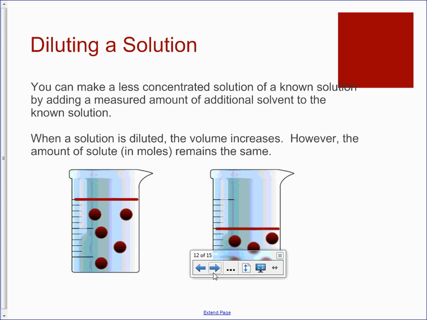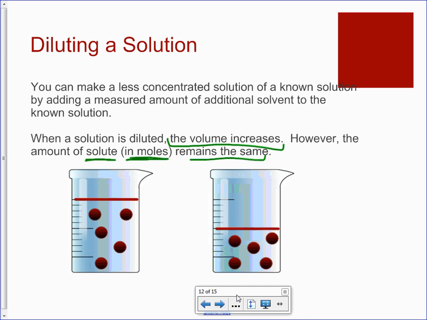We'll move on into talking about diluting a solution. So this is the second way in which a solution can be made. So you can make a less concentrated solution by taking a known solution and adding a measured amount of additional solvent to the known solution. When a solution is diluted, the important thing to note is that the volume will increase. So we increase the volume of our solution, but the amount of solute that we have, and we're talking about amounts in moles, will remain the same.